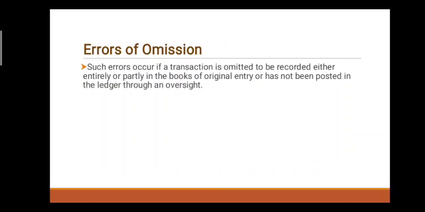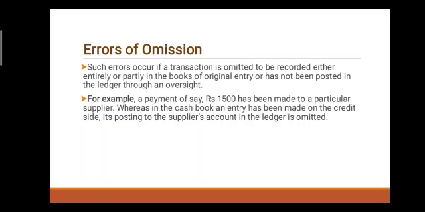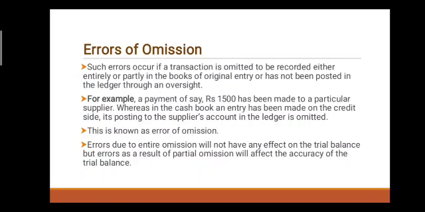Second, errors of omission. Such errors occur if a transaction is omitted to be recorded either entirely or partly in the books of original entry or has not been posted in the ledger through an oversight. For example, a payment of say rupees 1,500 has been made to a particular supplier, whereas in the cash book an entry has been made on the credit side. Its posting to the supplier's account in the ledger is omitted. This is known as error of omission. Errors due to entire omission will not have any effect on the trial balance, but errors as a result of partial omission will affect the accuracy of the trial balance.